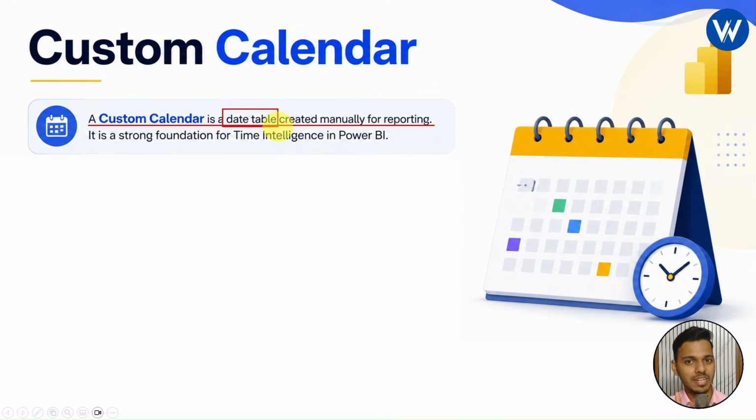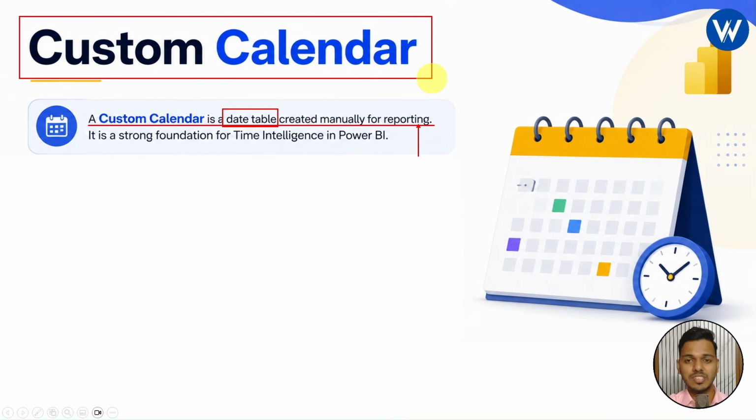Like it may contain the date column. In the same way it may contain the day column, month column, year column, quarter column. So based on the user requirement, we can create a date table which is nothing but the custom calendar, and it is used for reporting. So whenever you are working on a report or dashboard, the custom calendar is very important. I hope you guys are understanding. It is a strong foundation for time intelligence in Power BI.